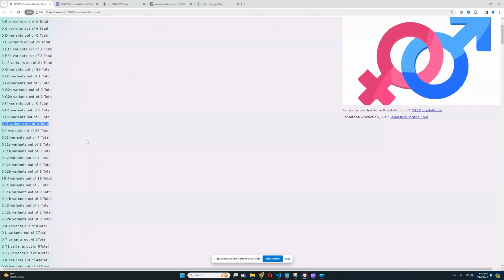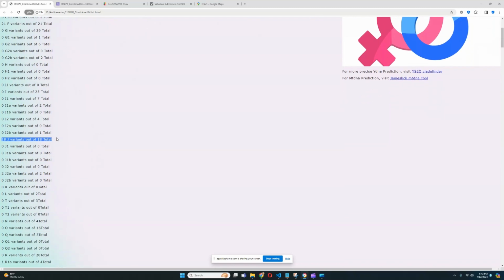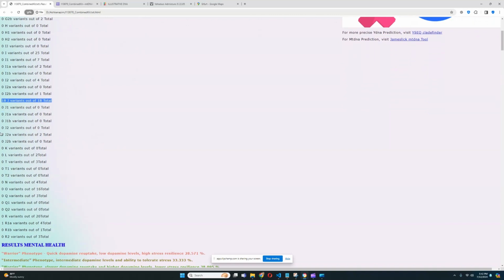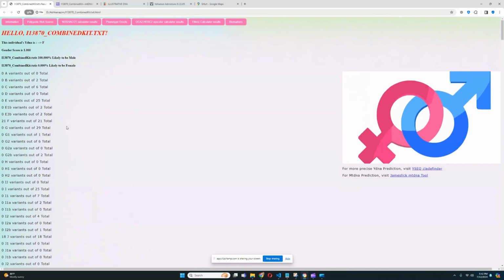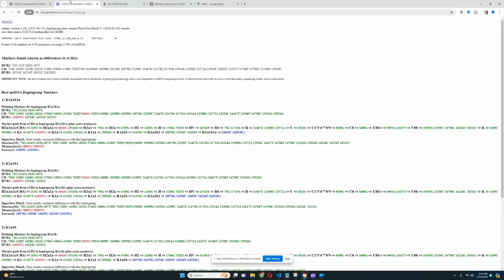But we can very correctly guess it to have a J haplogroup because of 18 out of 18 variants for J. That's very telling. And most likely his paternal lineage is actually J2A because of 2 out of 2 variants for J2A. Most likely the paternal lineage in this case is J2A. Very common paternal lineage for Ashkenazi Jews. And this is 100% a male in terms of the gender. His mitochondrial lineage is most likely K1A1. Looks like the most precise subclade is K1A1B1A.